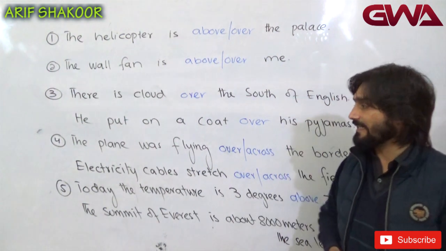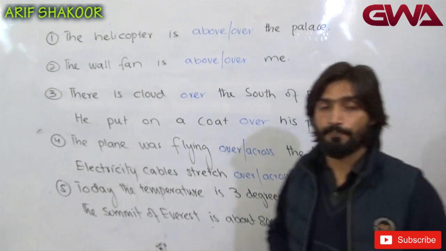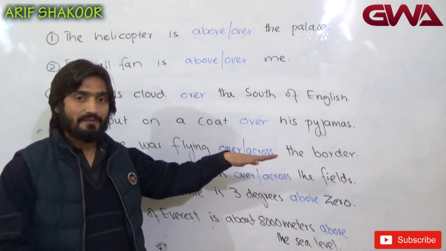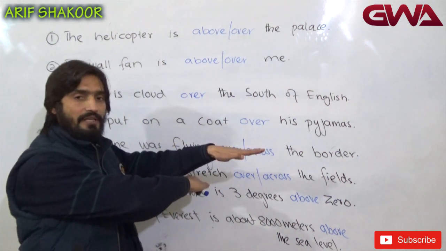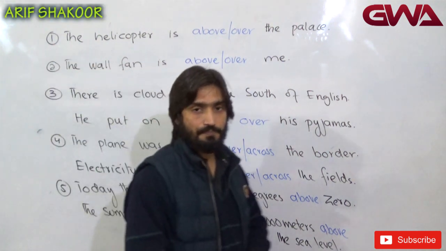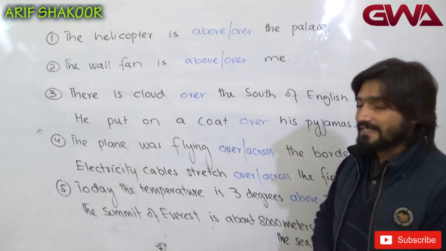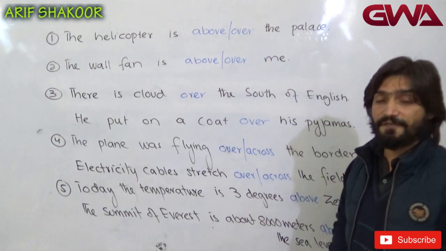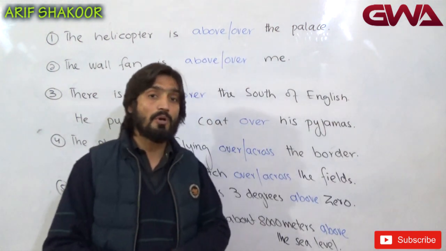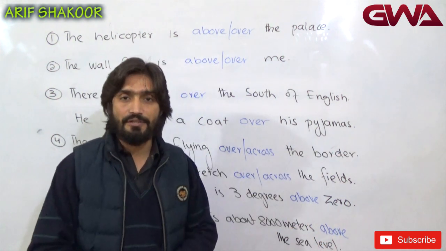Number 4, the plane was flying over or across the border. Now here over or across means that it was crossing the border. The plane was crossing the border. So in this case you can use over or across, your choice. Another example in the same case, electricity cables stretch over the fields or across the fields. They have the same meaning, means that the cables were crossing the fields, going from one point of the field to another point of the fields.